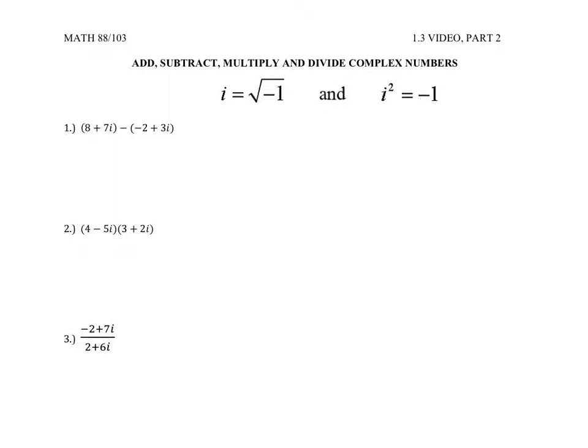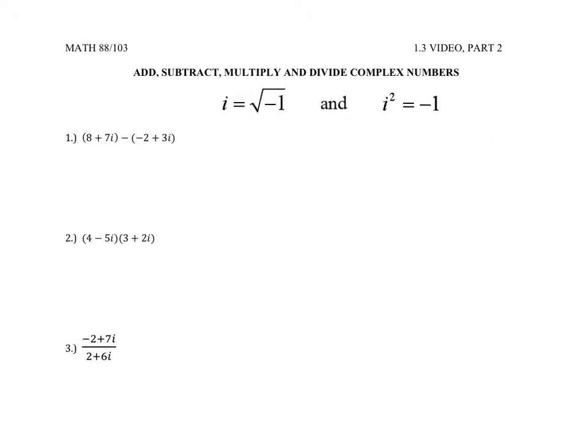Okay, let's do some operations with complex numbers. So here I've got a complex number 8 plus 7i, and I'm subtracting negative 2 plus 3i. Okay, with subtraction, what we can do is just think of that like a negative 1 that we're going to distribute. So we'd get 8 plus 7i, and then negative times negative gives us a positive 2.